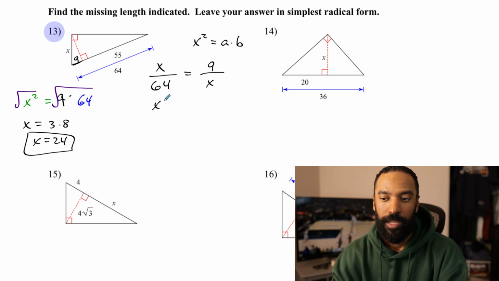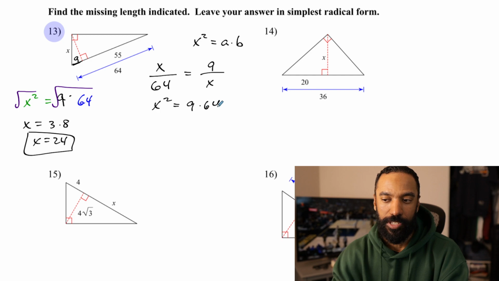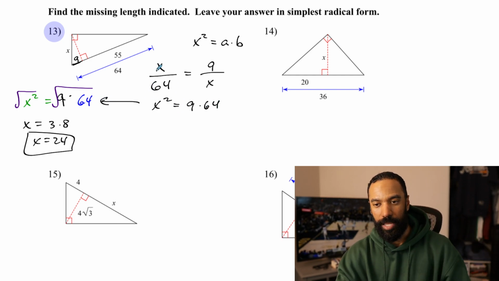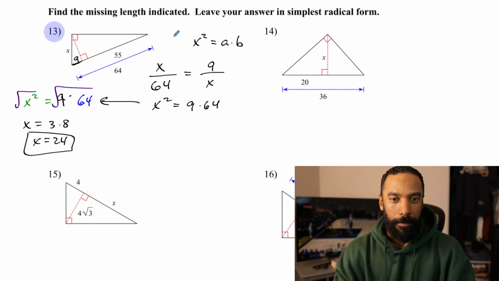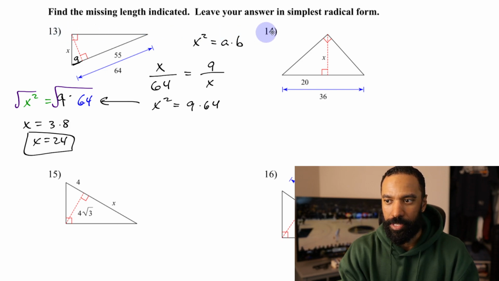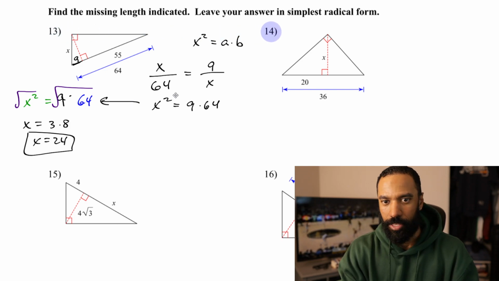So we cross multiply. X squared equals 9 times 64. That's where you get to there. Set up the proportion, and that's where you get. Okay. So that's the concept that I'm going to drive with. So I'll do both as I set all these things up. We already solved that, though.